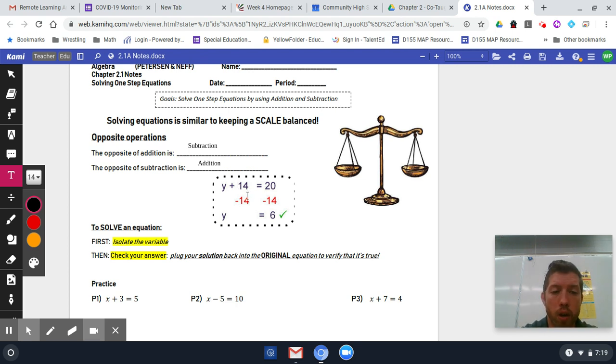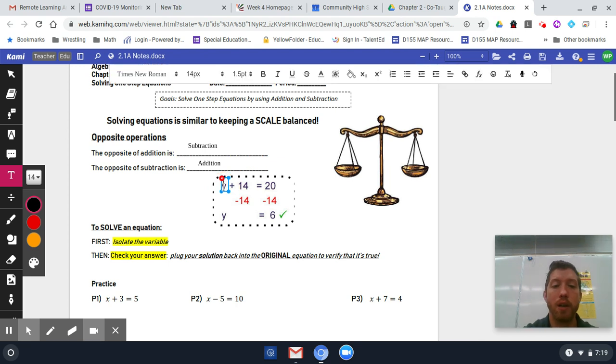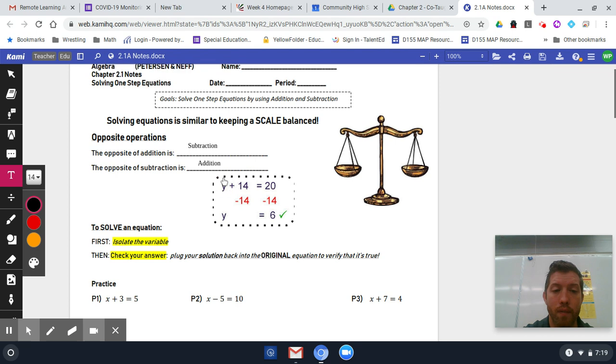Well, the first thing is we want to get this y isolated by itself. How do we get it isolated by itself? Well, we have to move everything from that side of the equation to the other side, and we need to do it evenly. We have to do it balanced, just like a scale. So we have to get rid of this 14. We have to physically move this 14 to the other side of the equation. Now, when we're taking it from one side of the equation to the other side, we have to do the opposite operation. So notice this is a positive 14.